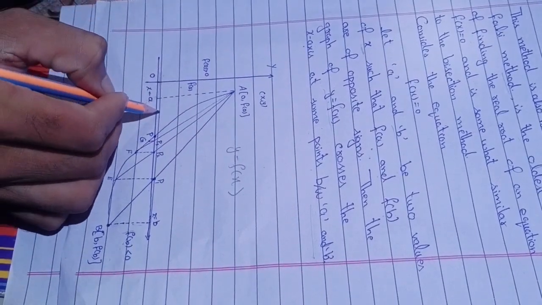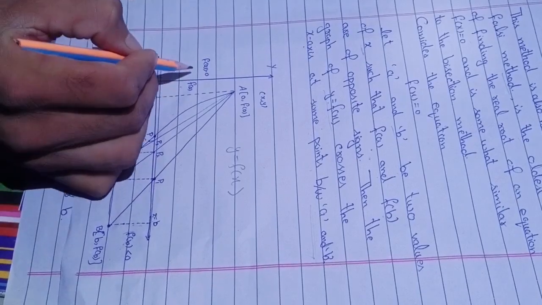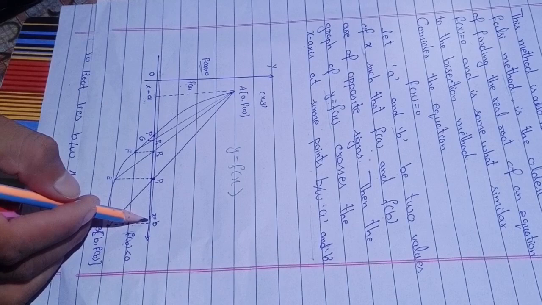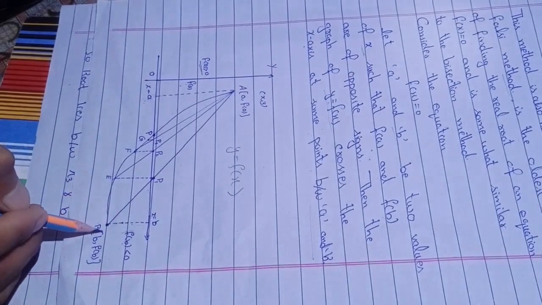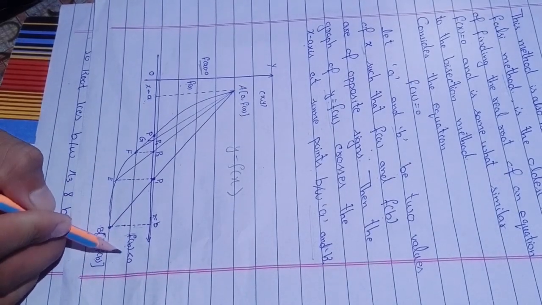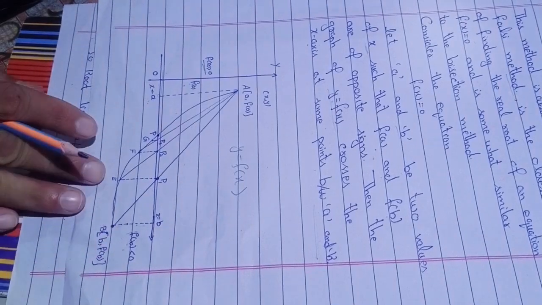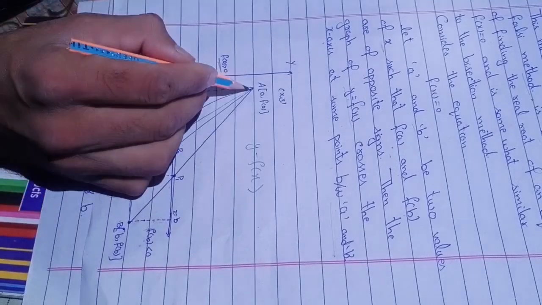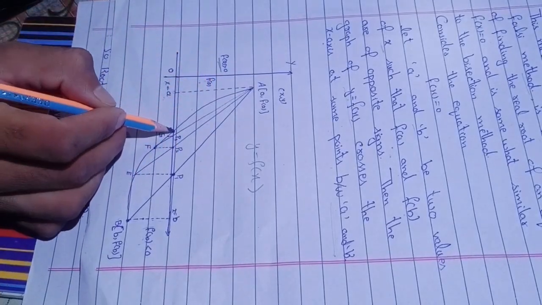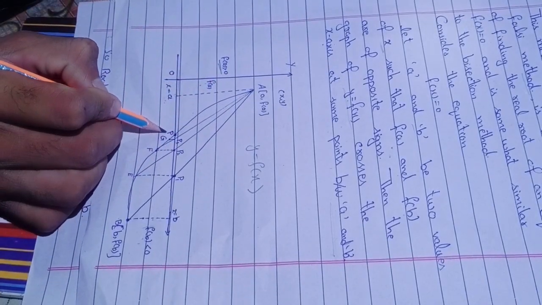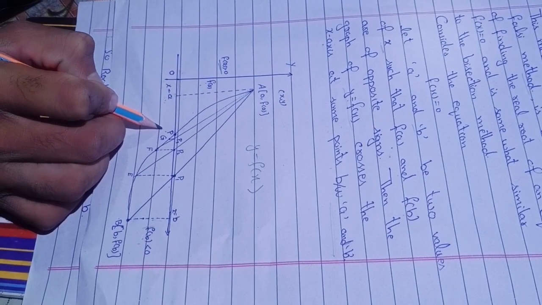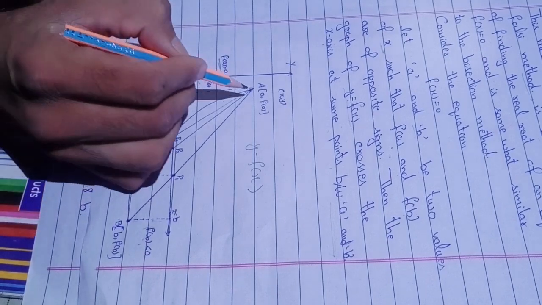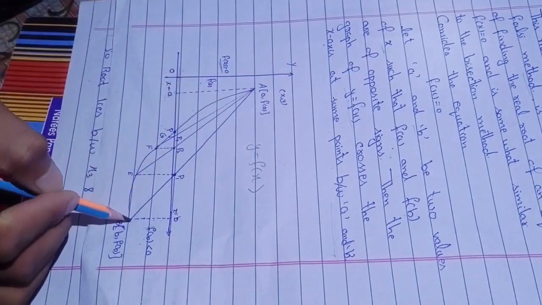At x equal to a, the point is above the x-axis, so the value of f of a is positive, and at x equal to b, the point is below the x-axis, so the value of f of b is negative. When the sign is changed, we get the root. The curve cuts the x-axis at point P. P is the actual root, which we will find. Consider point A and point B.